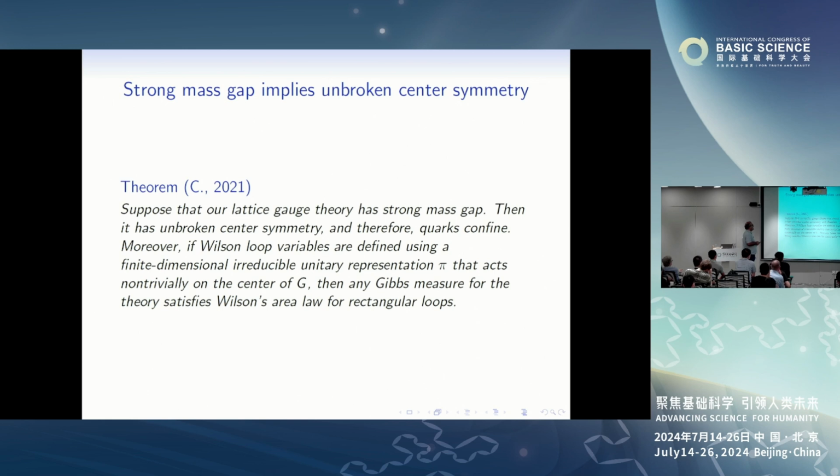Okay, so this is another theorem. Suppose that our lattice gauge theory has strong mass gap, then it has unbroken center symmetry and therefore quarks are confined. And then you also have Wilson's area law. You can prove that the area law holds. You can show that V(R) grows like R. So the step to showing this is to show that there is a thick enough slab where this decay will work, where this center symmetry will be unbroken. So it's not quite saying that mass gap implies area law, but it's saying something close. Mass gap in a certain strong sense implies area law. Any questions?